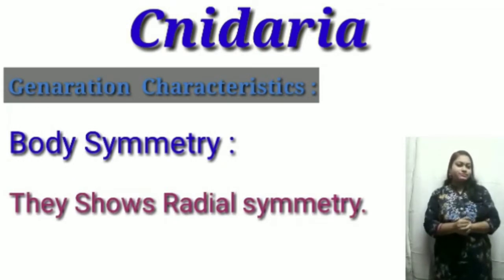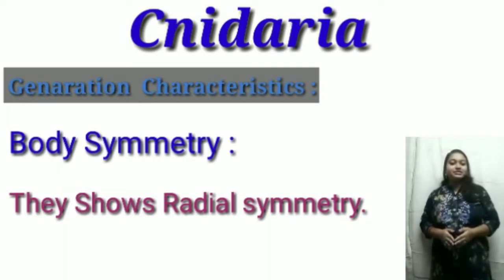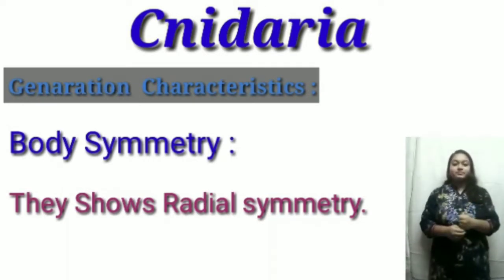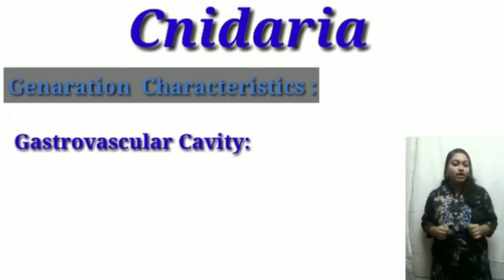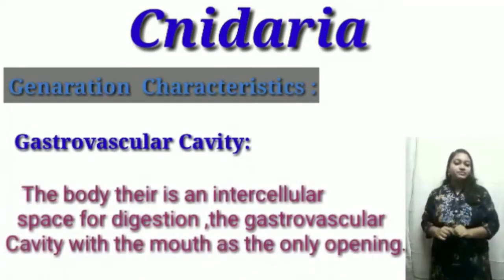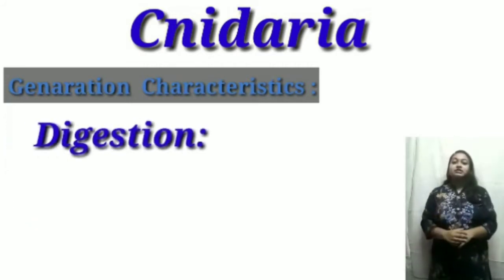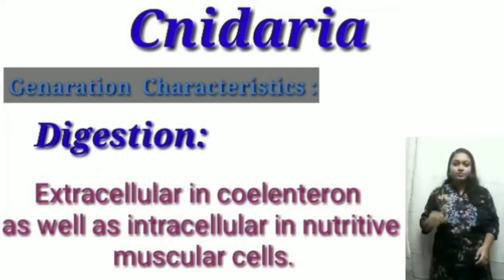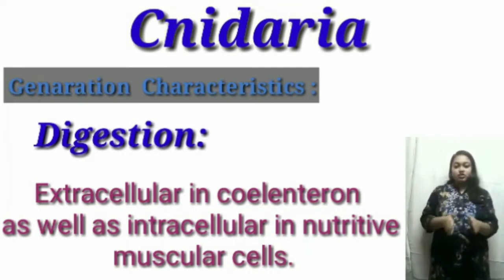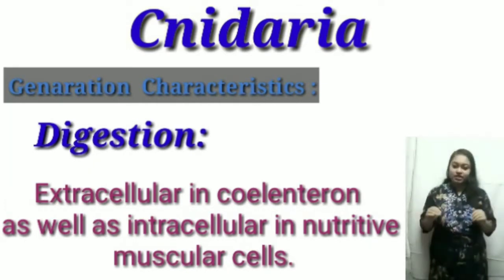The fourth point is symmetry. They show radial symmetry. The fifth point is the gastrovascular cavity. The gastrovascular cavity is well developed. It helps in digestion. The only opening in the gastrovascular cavity is the mouth. Then digestion. They show two types of digestion. Extracellular by coelenteron, that is why it is called coelenterata. The phylum is also known as Coelenterata.